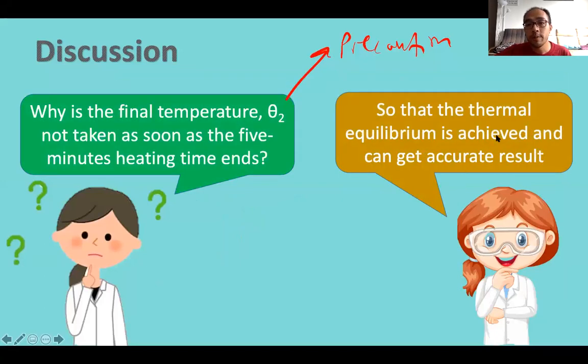So thermal equilibrium is achieved and we can get a more accurate result. We get a more accurate result by following the steps in the textbook. Now, we take the highest reading possible because that's when thermal equilibrium happens.